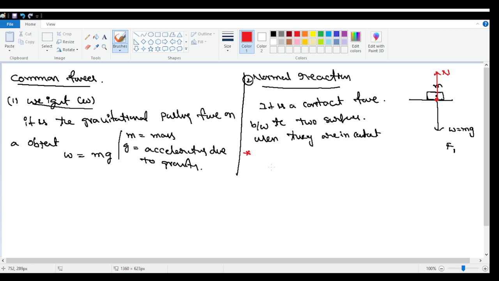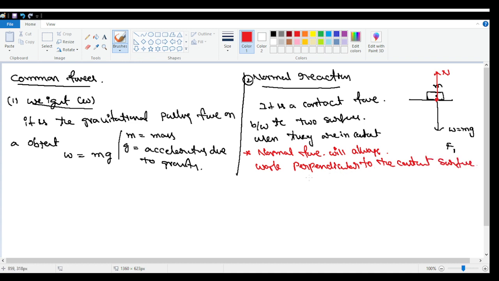One important point we need to remember here: the normal force will always act perpendicular to the contact surface. This is very important. Let me take one or two examples so you can easily understand how the normal force will act.